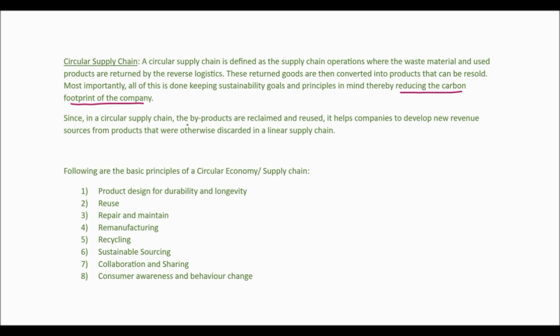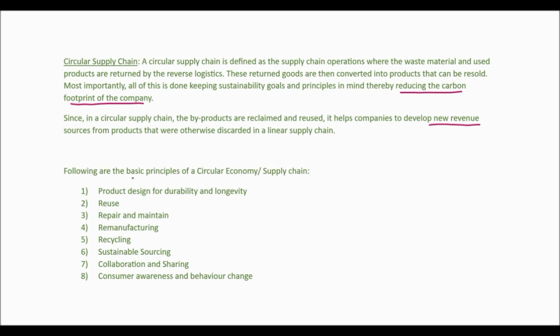Since in a circular supply chain the byproducts are reclaimed and reused, it helps companies develop new revenue streams from products that were otherwise discarded in a linear supply chain. So in a linear supply chain, the product would eventually go into waste and then eventually into landfill, whereas when we can recover some of the product and reuse them as raw materials, we can develop new revenue sources.